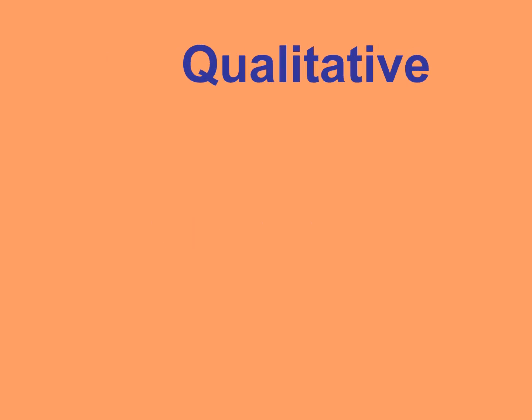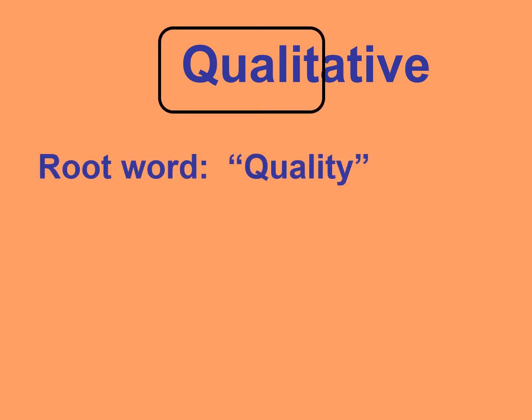All right, so the first one that we're going to talk about is qualitative. And that should have kind of a familiar sound to you in that the root word of that comes from quality. Unfortunately for you guys, I think girls have a little leg up on this science idea, and that's because we love to shop. And so when we go shopping, we are looking at the qualities of our clothes that we're going to buy.